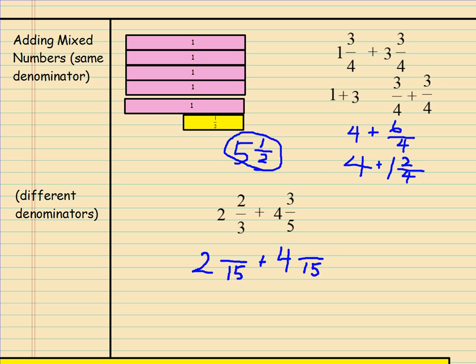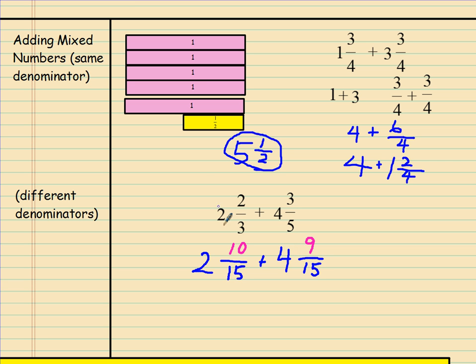How do we get the numerators? 3 times what is 15? 3 times 5. So we have to use 2 times 5, which is 10. 5 times 3 is 15. 3 times 3 is 9. Now we have the same denominator. Now we can add.